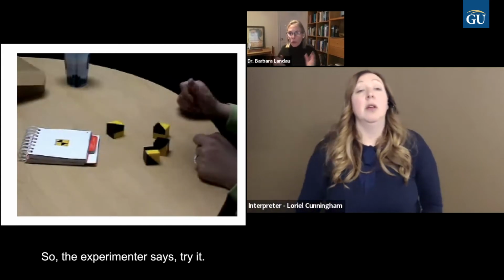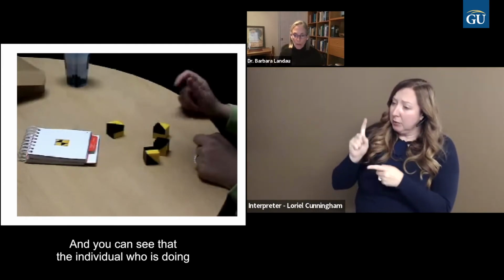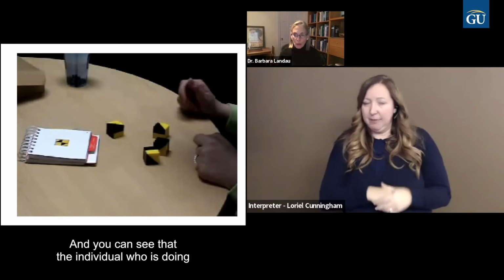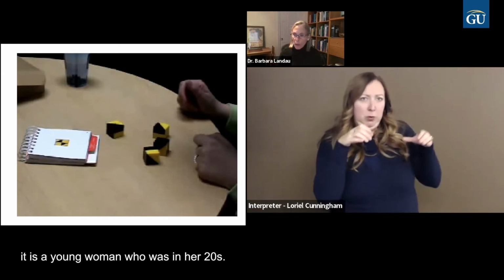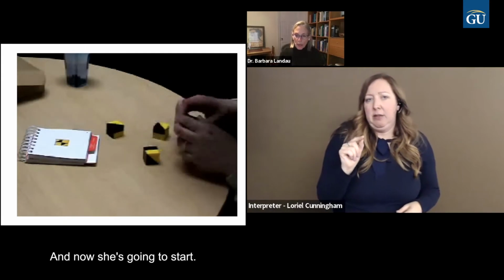Okay, here we go. So the experimenter says, try it, see how you can do it. Use the blocks to make the design. And you can see that the individual doing it, a young woman in her 20s, is going to look at the blocks and look at the design, and now she's going to start.